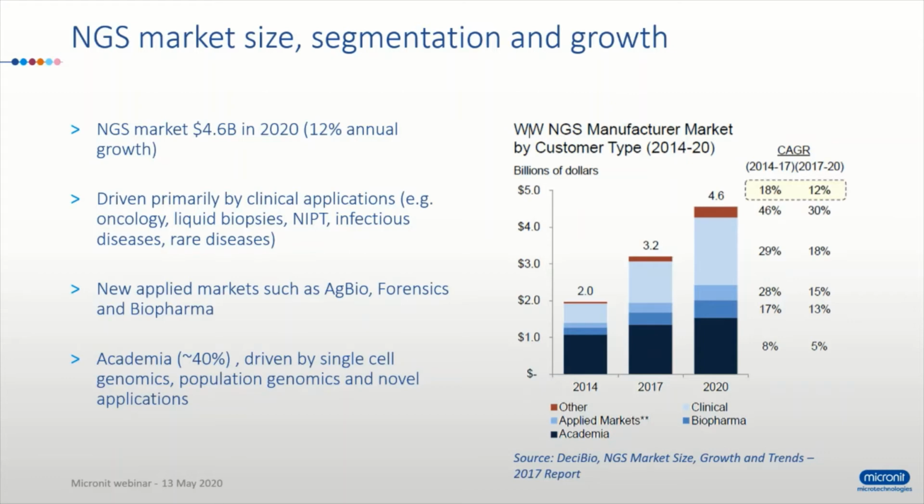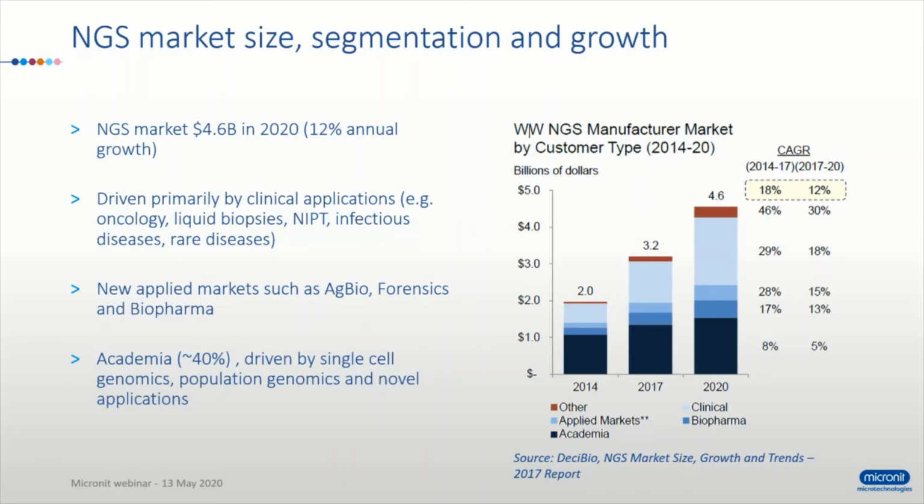Some other trends we see, I mentioned already, right now it's driven primarily by clinical applications, more specifically oncology, liquid biopsies, non-invasive prenatal testing, infectious diseases, think of COVID-19, for example, which is very actual at the moment, and other rare diseases. But there's also new applied markets outside of the medical industry, which are the agricultural sector and biotech sector. Sequencing seeds, for example, for the crops is a really huge market to be engaged in.